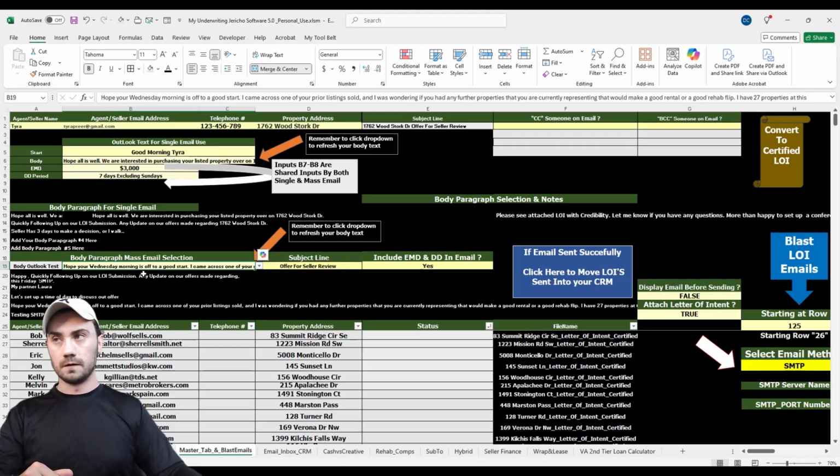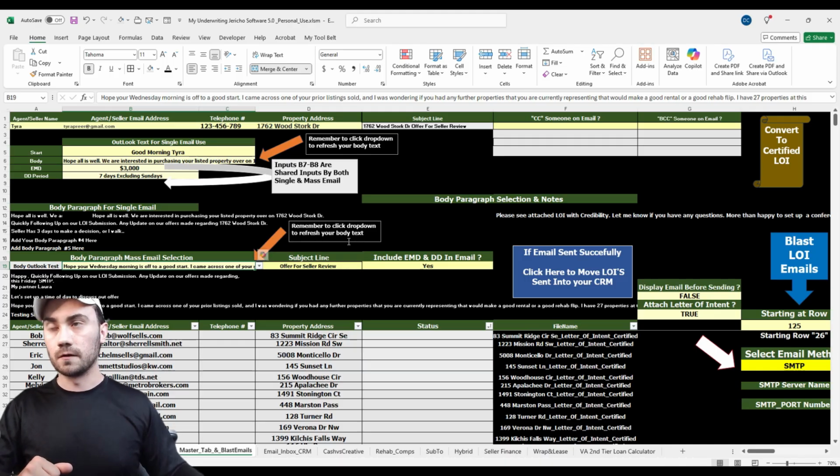So that's the only thing that you need to do. Just a reminder, I even left a little footnote here for you, just so that you are aware that you need to click on this drop-down anytime there's any changes made here. So I'm going to now pick the body text that I want. I'm going to pause the video real quick and then we'll come back.